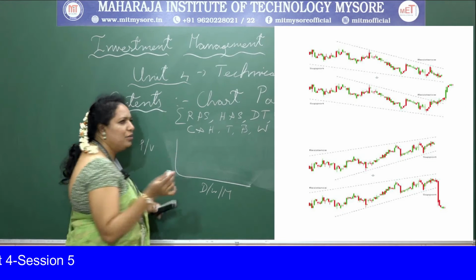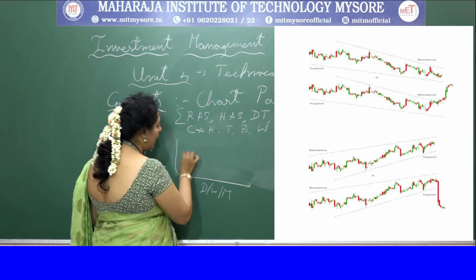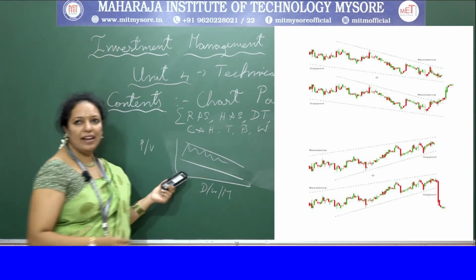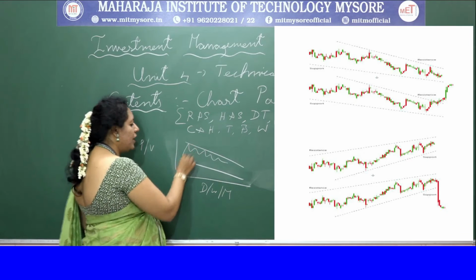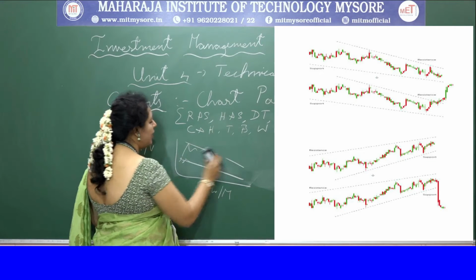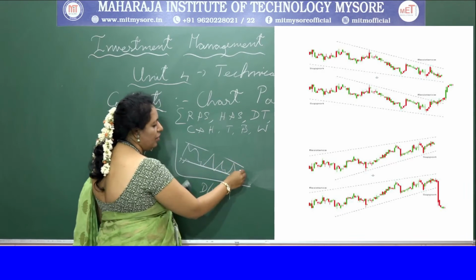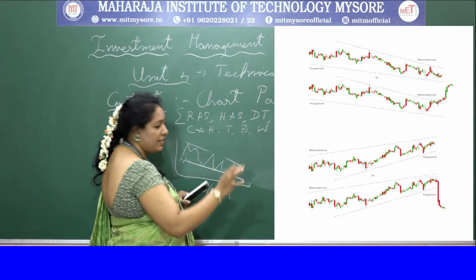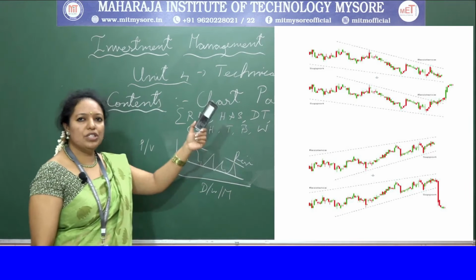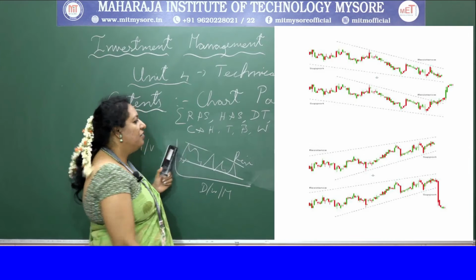So here I'll just draw one example of wedges, where you start with parallel lines like this. Sometimes, to get the prices up, you need a support level. And in order to lift it, once it has reached the peak, you need resistance. So this is an example which I've put in the chart. Okay, so these are wedges.